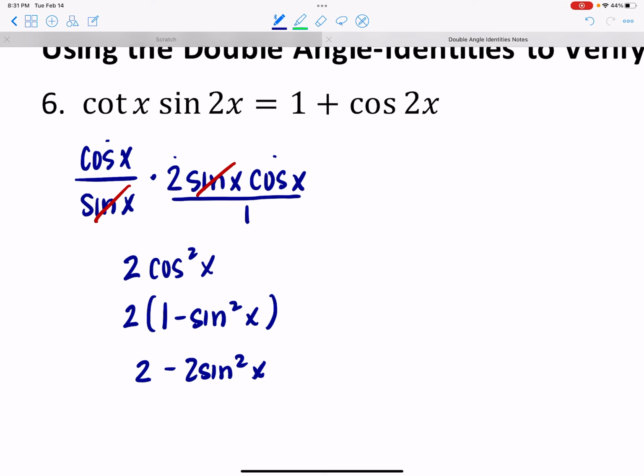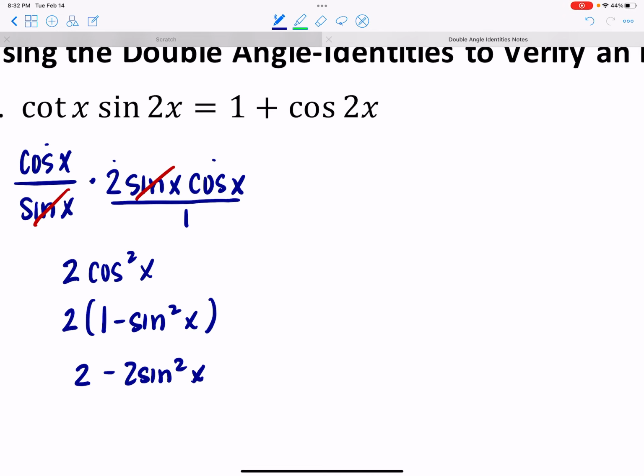So what do we do when we're stuck? Erase it, start over, skip it. No, they're all good options, but let me go to the other side and see what I can do. So on the other side of this, I'm going to bring down the 1 because I can't mess with that. But I have the cosine of 2x.